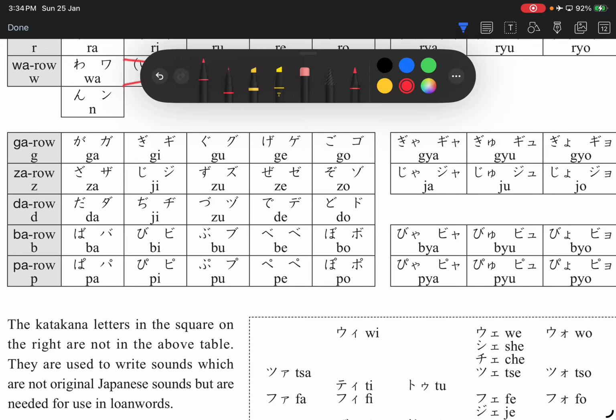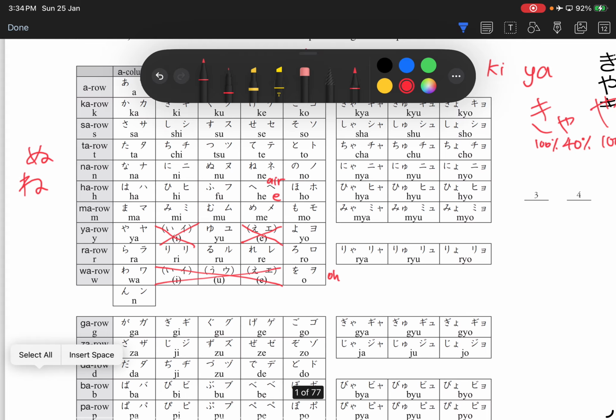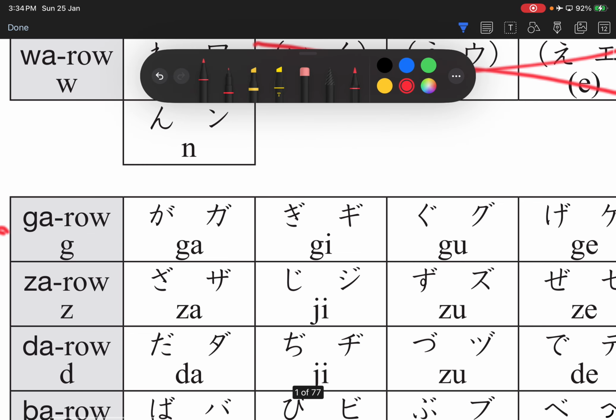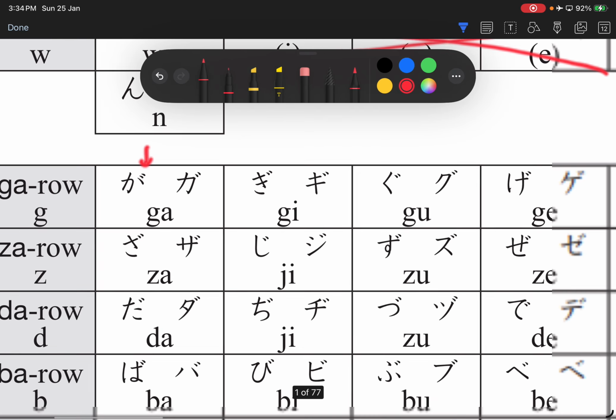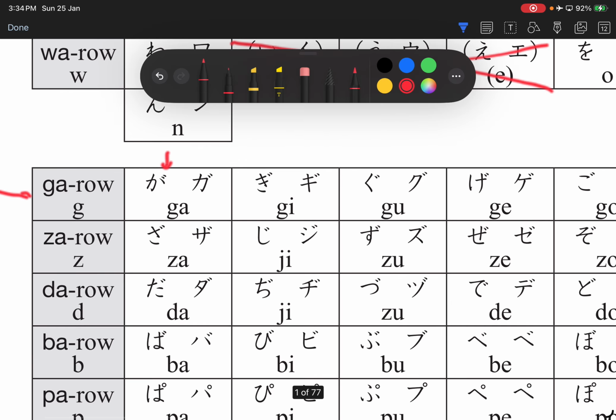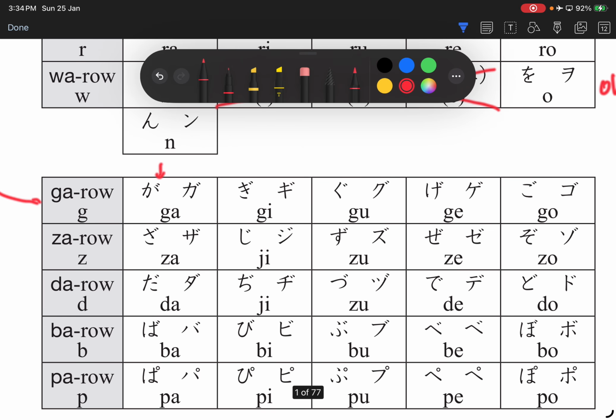Next we have the ga row. What is the difference between this ga row and the ka row? They look very similar, right? But if you realize, we just add two more dots only. So we add two more dots, and the sound changes to ga, gi, gu, ge, go.